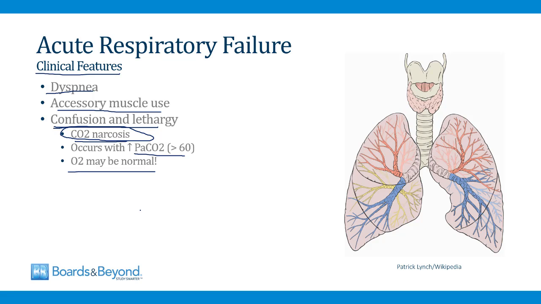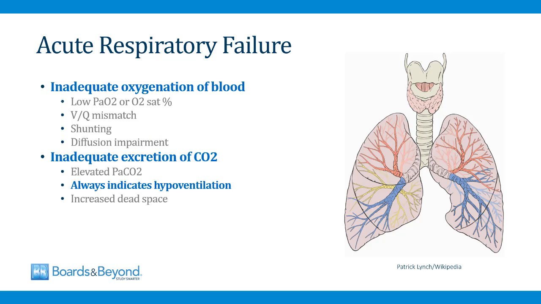Remember that the point of the lungs is not just to oxygenate the blood, it's also to excrete carbon dioxide. So patients with acute respiratory failure have two problems. They have inadequate oxygenation of blood and they have inadequate excretion of carbon dioxide. The inadequate oxygenation of blood is diagnosed by finding a low PaO2 on a blood gas or a low oxygen saturation on an oximeter reading.